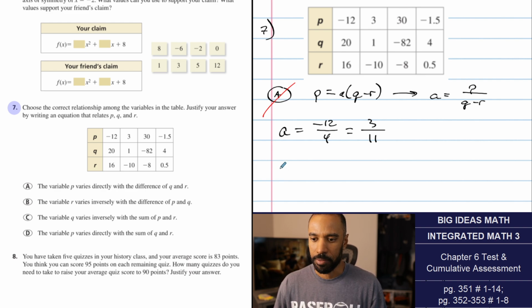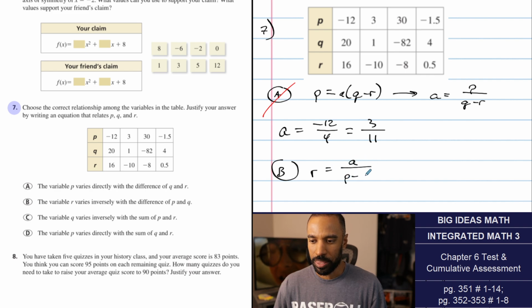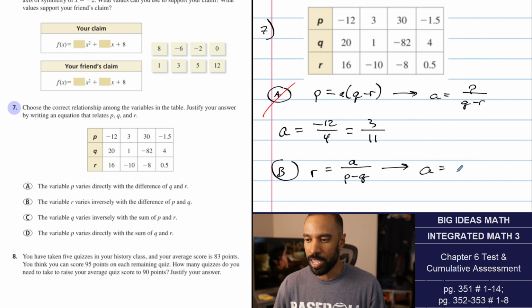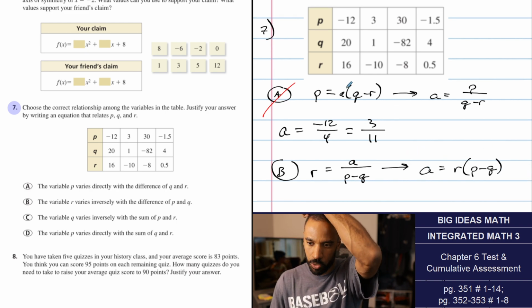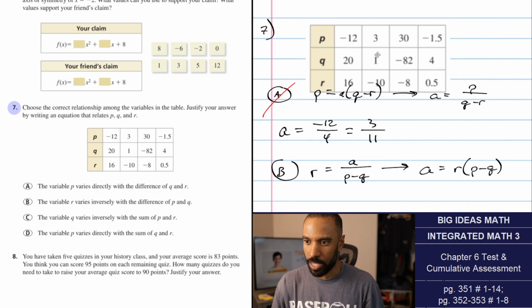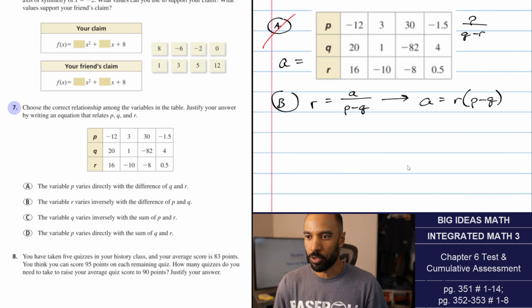Let's try out B. The variable R varies inversely with the difference of P and Q. So R varies inversely with the difference of P and Q. When I get A by itself, that would say A is R times P minus Q. So let's see if these are constant. Hopefully you can kind of see all these eventually. I'm going to keep bringing this table down. I hope you don't mind. Just kind of shift it down so we can take a look at it.